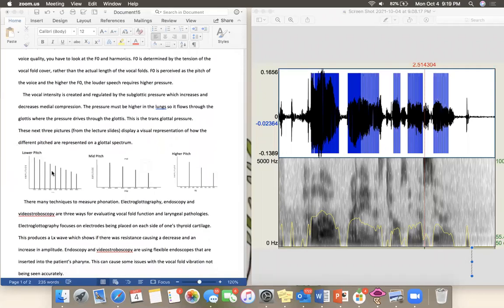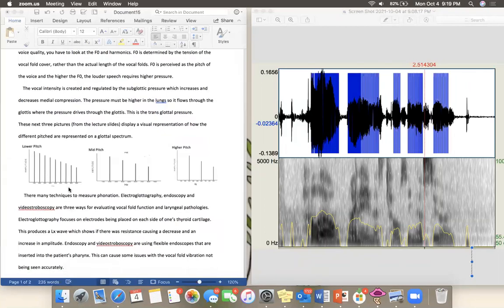So these 3 pictures here from the lecture site display a visual representation of how the different pitches are represented on the glottal spectrum. You can tell here with the lower pitch, the amplitude is high, and when the hertz, so the frequency, is increasing, the amplitude is decreasing.